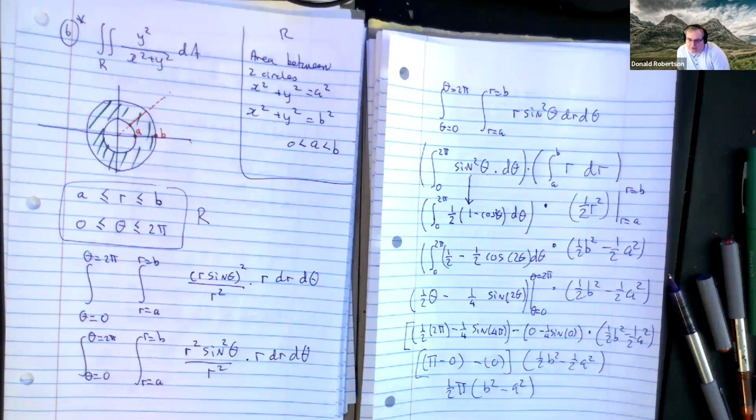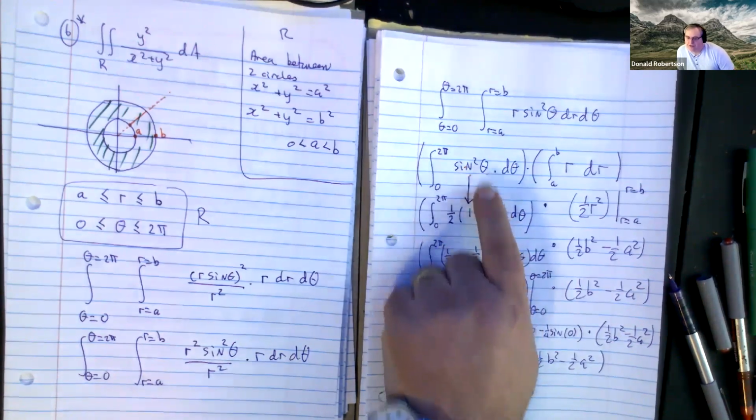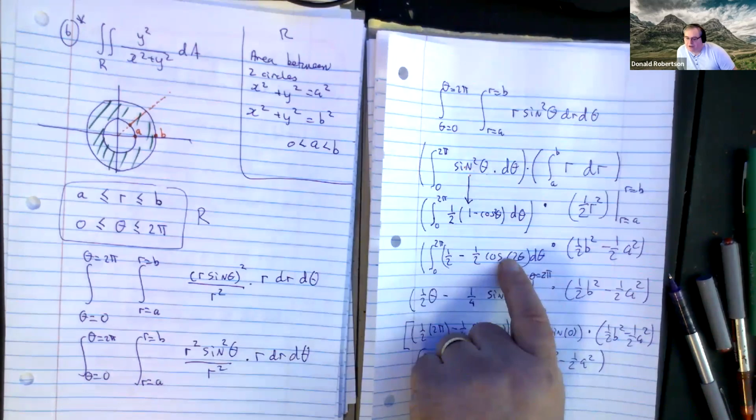Okay. I think the hardest part here is just referring back to the sine squared is not a u-sub. It's use an identity, convert it into something else that you can then integrate.